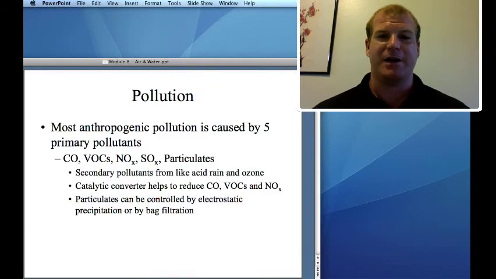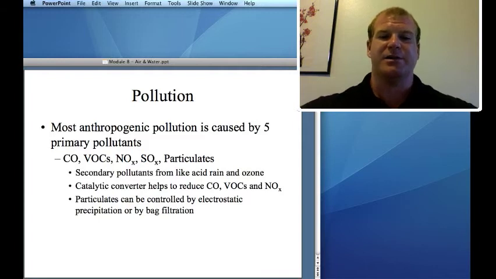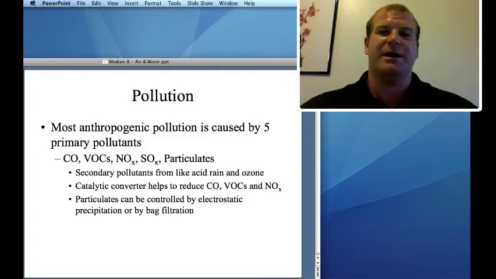And there's 5 primary pollutants. The EPA talks about 2 more. We'll bring in the next slide, but these are most of them: carbon monoxide, volatile organic compounds, nitrogen oxides, sulfur oxides, and particulates. And these can form secondary pollutants, which we'll talk about later. And ozone is listed in the next slide, but it's a secondary pollutant, truthfully.